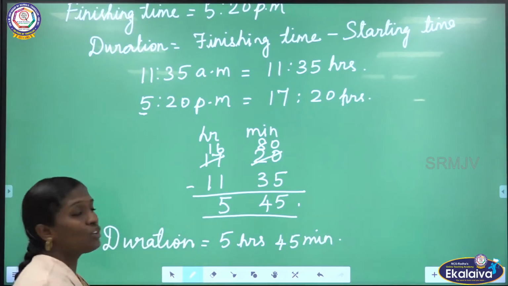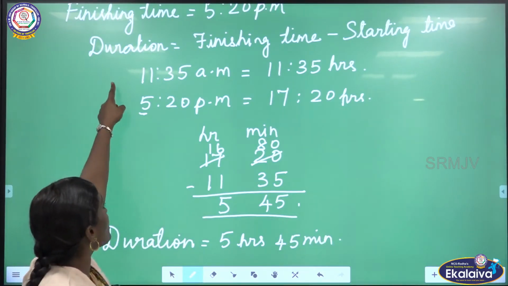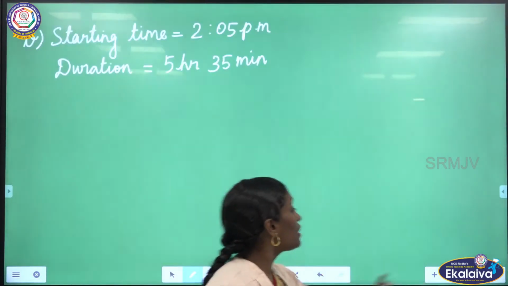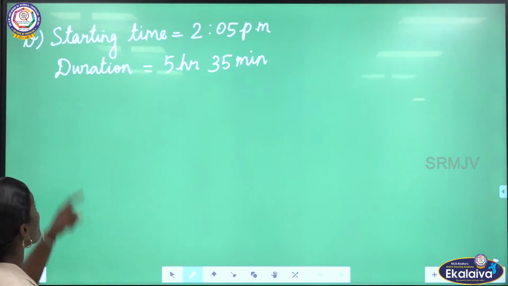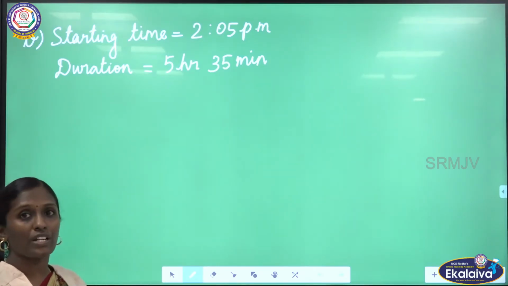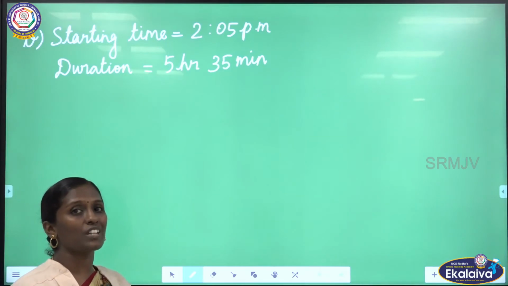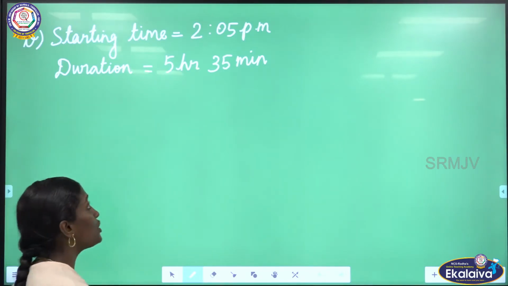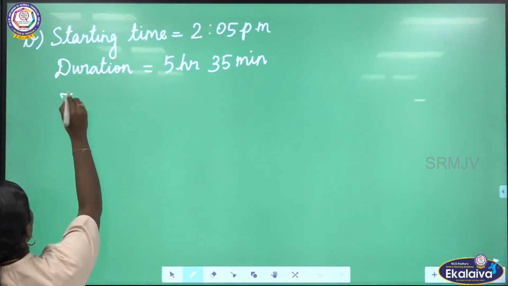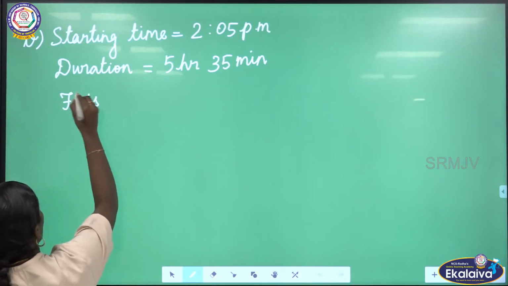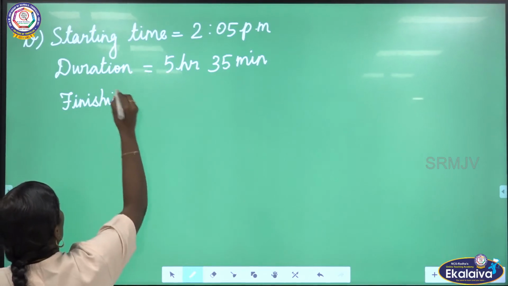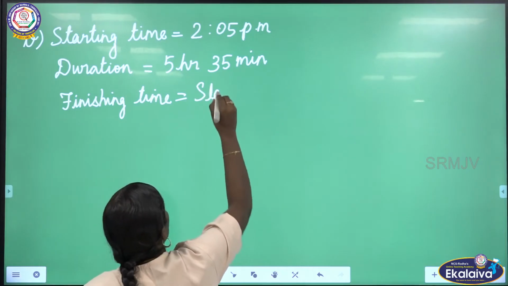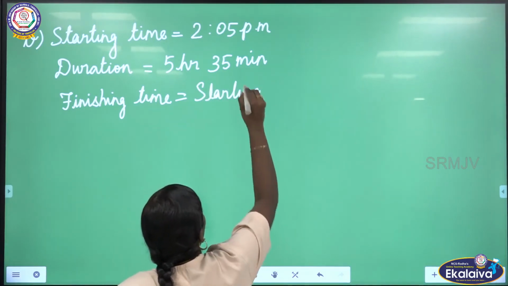Is it clear, children? To find the duration, this is the formula. Duration is equal to finishing time minus starting time. The next question, starting time and duration is given. We are going to find the finishing time. To find the finishing time, what is the formula? Finishing time is equal to starting time plus duration. So we are going to find the finishing time.